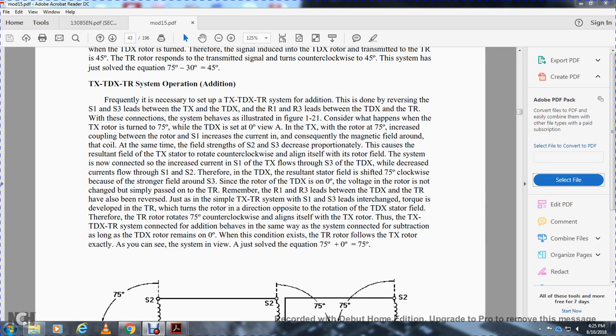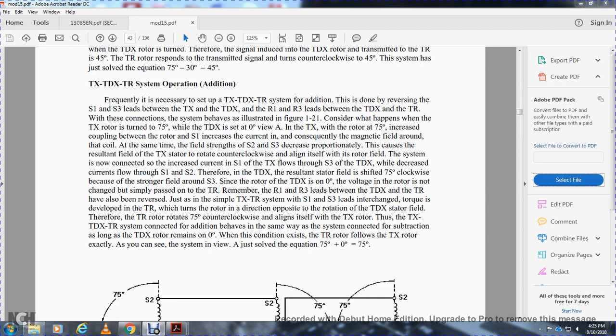The voltage of the rotor is not changed, with a single path between the torque transmitter and torque receiver. Remember, the rotor 1 and rotor 3 leads of the torque differential transmitter, and the torque receiver has also reversed the same, with the torque transmitter and the torque receiver. The system of stator 1 and stator 3 is interchanged. The torque is involved in torque resistance, with the rotor rotating in the direction opposite to the rotation of the torque differential resistance of the torque field.